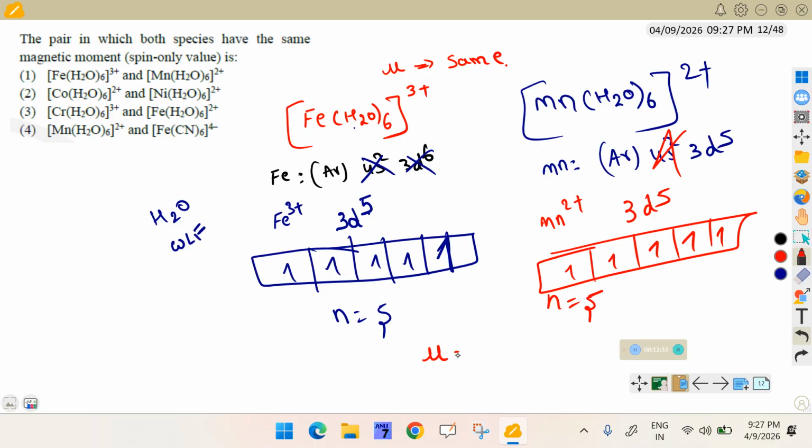So the mu value remains the same. What is the mu value? Mu value is equal to 5.92 Bohr magnetons. How to calculate? Mu is equal to square root of n(n+2) Bohr magnetons. So the first option is correct.